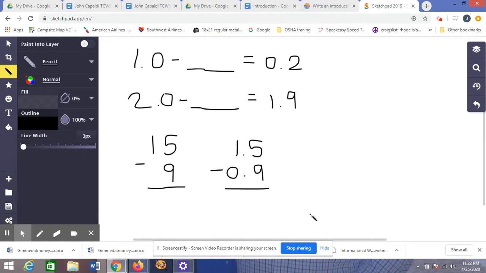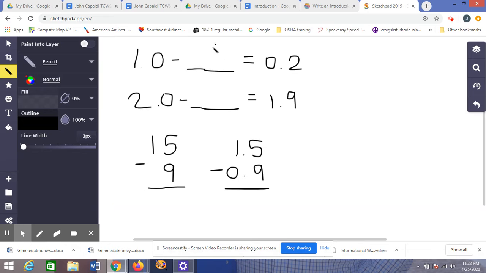Hey guys, so last week we added decimal tenths and decimal hundredths. This week we're just going to be doing the opposite. We're going to subtract.